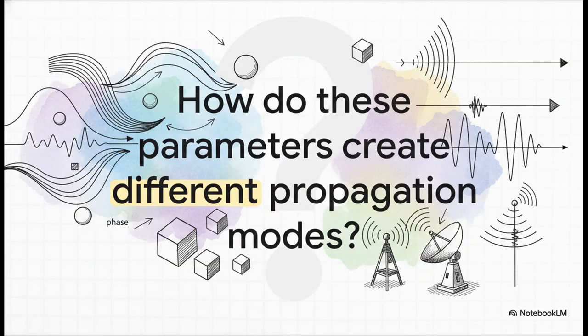So, okay, we've got the fundamental building blocks down. But how do these simple variables cause such dramatically different behaviors? How can one signal bend with the curve of the Earth while another gets stopped dead by a few trees? Well, that's the big question, and that's exactly what we're going to dive into next time.